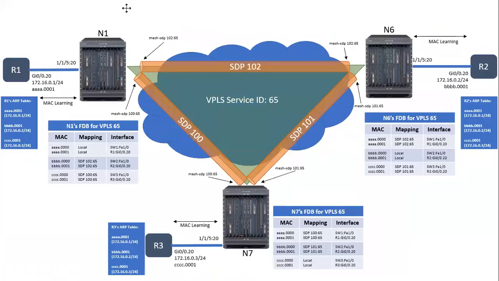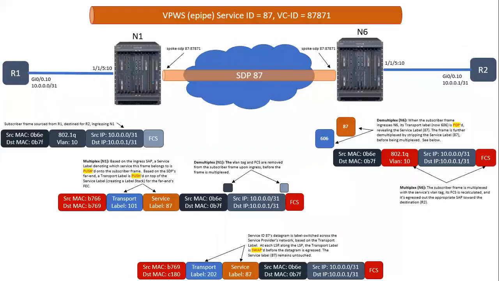So in the case of our VPLS and our VPWS, these service labels are being signaled by targeted LDP via this pseudo wire. So once we establish the pseudo wire, then the service labels are generated. And once the service labels are generated, they're signaled through this targeted LDP tunnel.